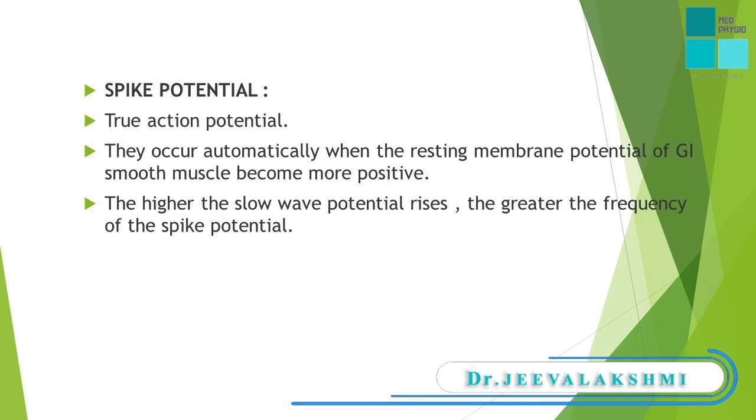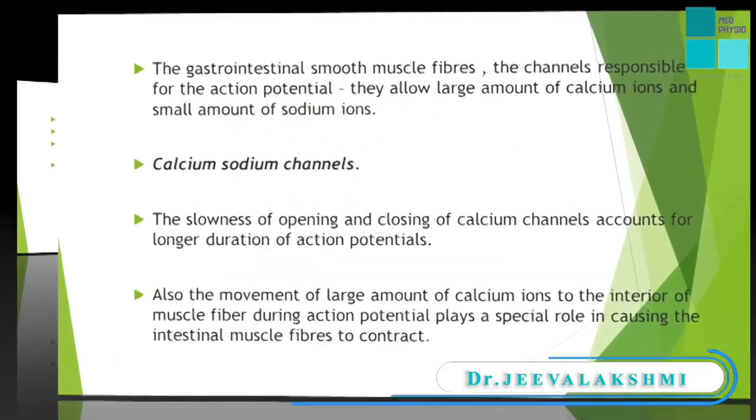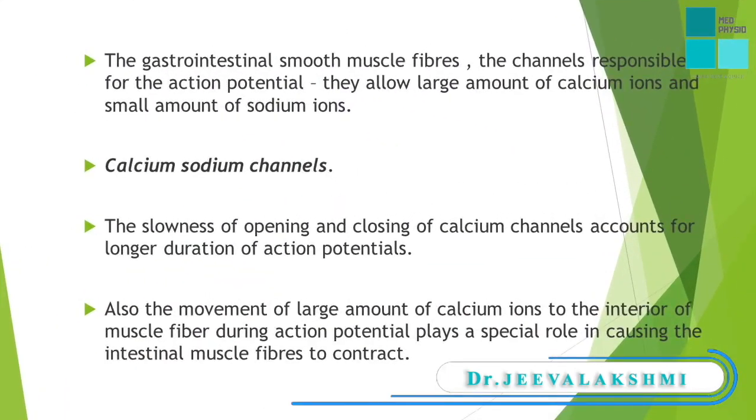The spike potential lasts 10 to 40 times as long in gastrointestinal muscle as the action potential in large nerve fibers, each gastrointestinal spike lasting as long as 10 to 20 milliseconds. There is another important difference between the action potentials of the gastrointestinal smooth muscle and those of nerve fibers, in the manner in which they are generated.